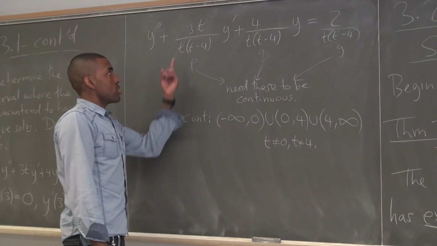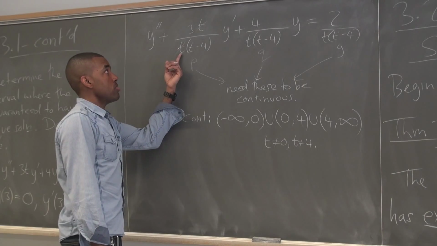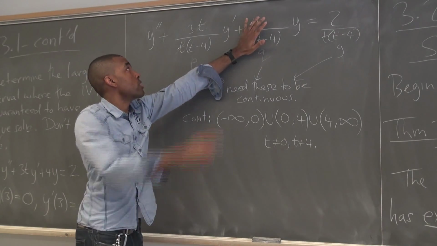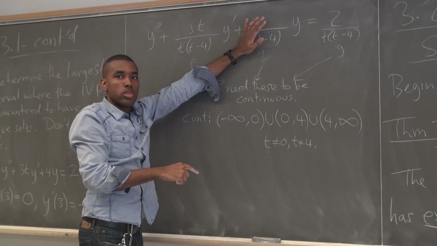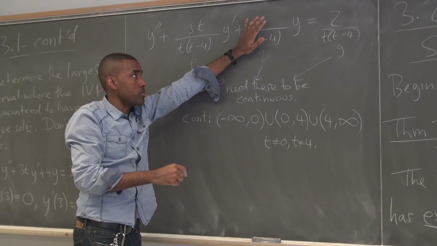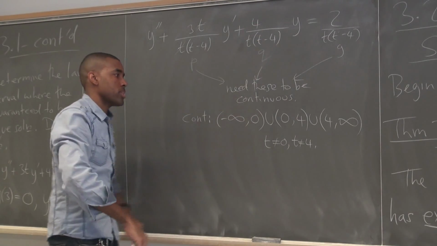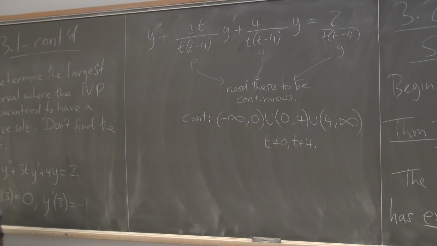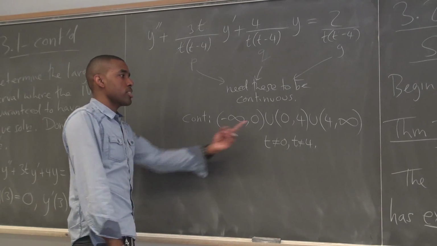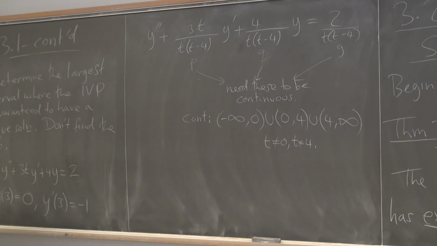I should mention, it's sort of dangerous to cancel the t's because even if this wasn't here, it still wouldn't be continuous at t equals 0. You have to realize that. Sometimes you simplify and things will get messed up. So you have to be aware that t cannot be 0, meaning this is where it's continuous. So what's the largest interval where I am guaranteed a unique solution that fits these initial conditions?